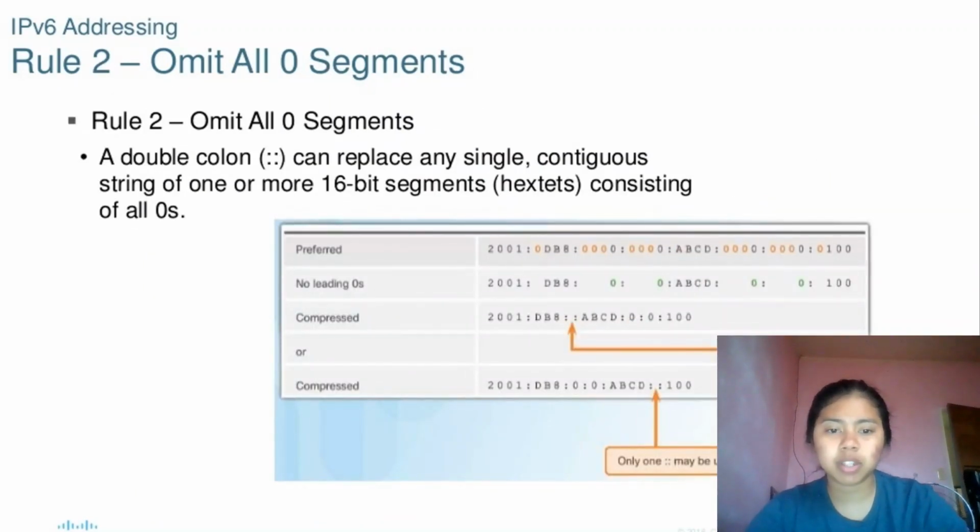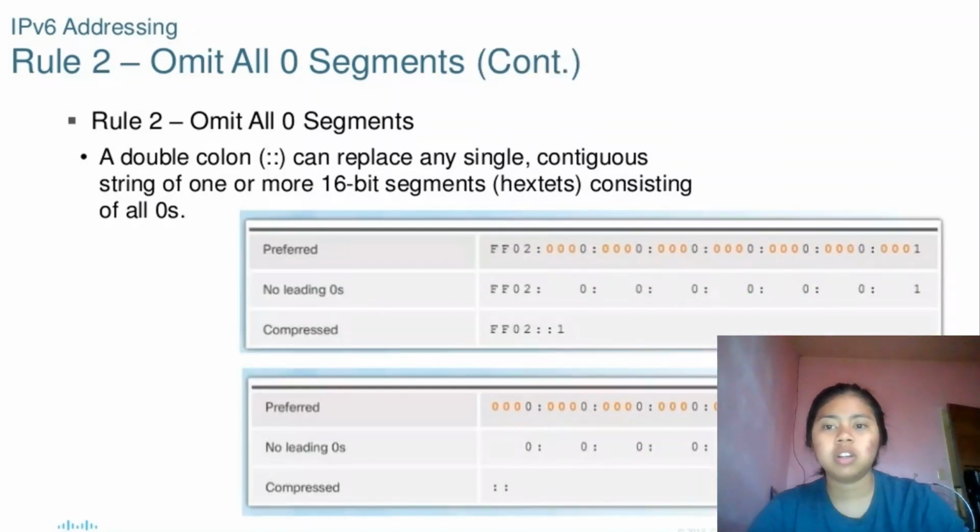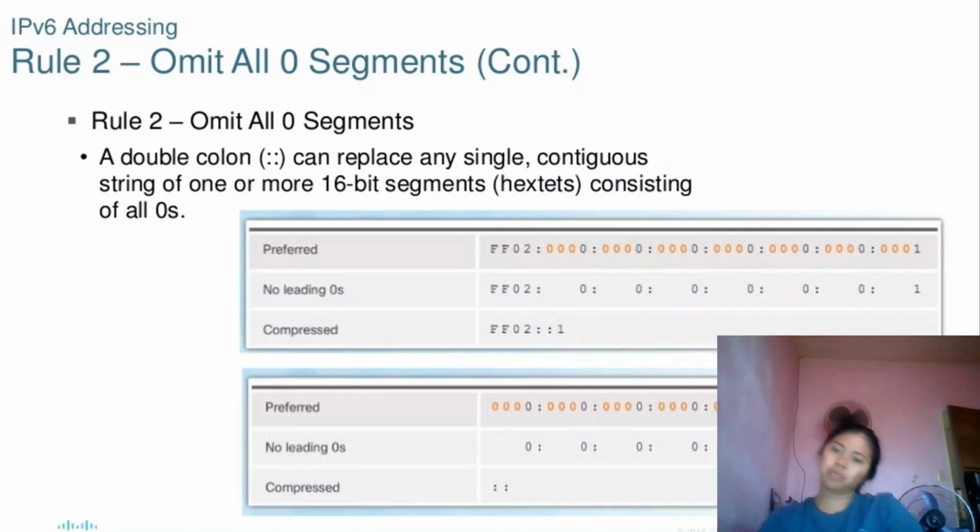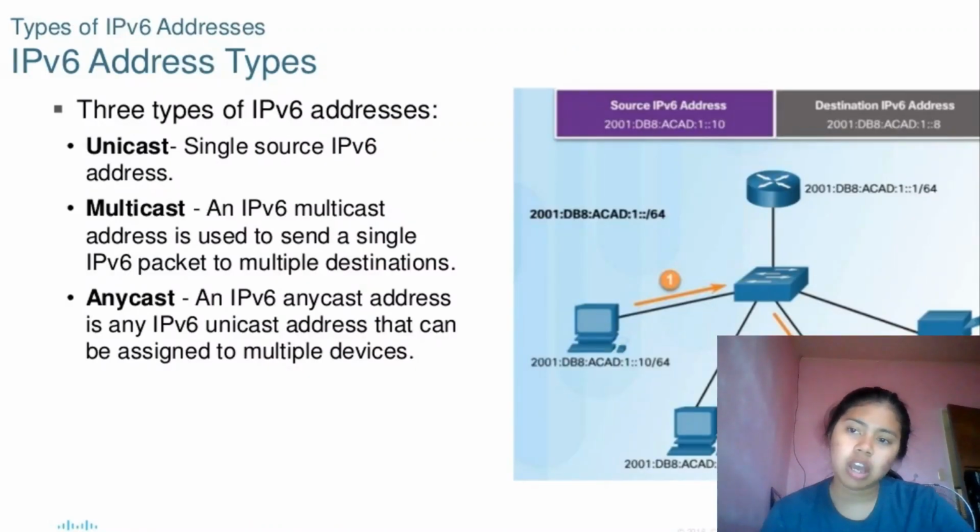Rule 2: omit all-zero segments. A double colon can replace any single, contiguous string of one or more 16-bit segments consisting of all 0s.